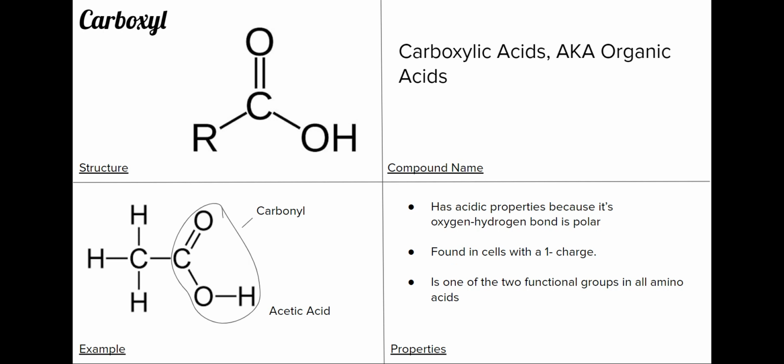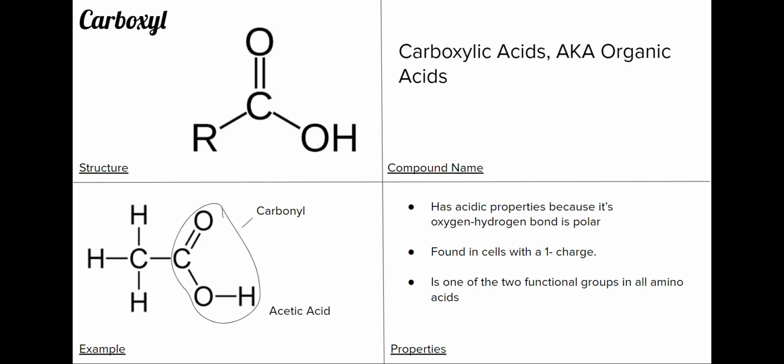Following carbonyl is the carboxyl group. This group is composed of a carbon double bonded to an oxygen, hence carboxy, and another bond to an oxygen. The second oxygen, without the double bond, is also bonded to a hydrogen. Carboxyl has acidic properties due to the hydrogen-oxygen bond being polar. So, the compounds are often referred to as carboxylic acids or organic acids.